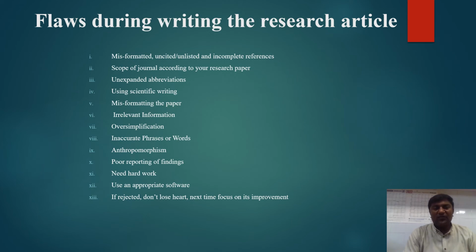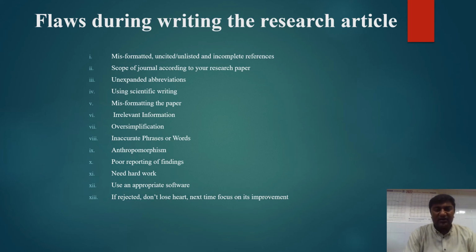The scope of the journal according to your research article is also important. For example, you are submitting your research article to an animal journal, but your research article is relevant to humans, so it is not within the scope of the journal. Unexpected abbreviations: when you are using a lot of abbreviations in your research article, it is not good. Use scientific writing, not everyday English writing, and avoid misformatting the paper. It is also important that the paper should be according to the guidelines of the journal.